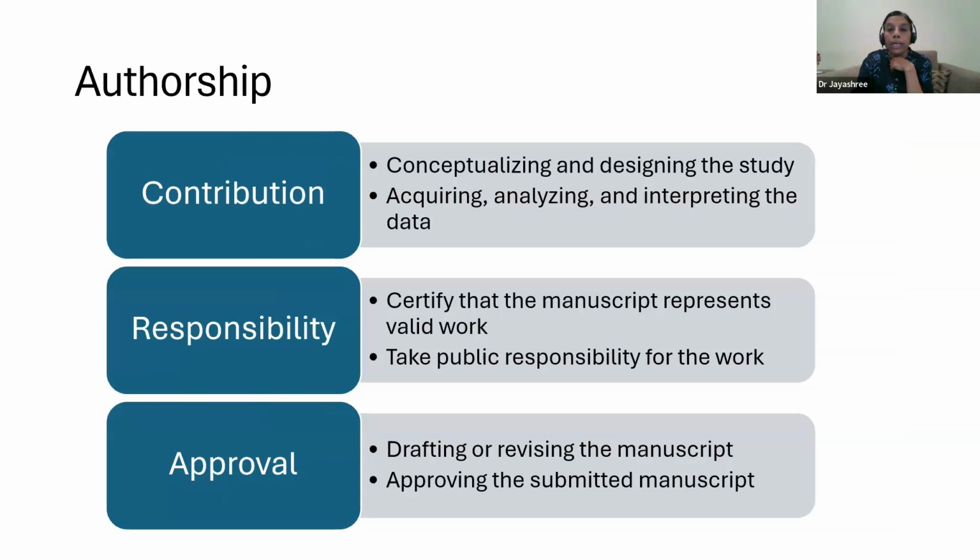So for authorship, there are certain ethical principles involved during reporting, especially with respect to authorship. So it depends on the contribution, the responsibility, as well as the approval.